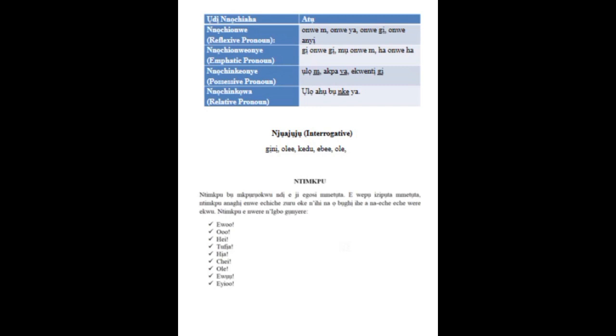Nnọchi nke onye, possessive pronoun. It is used to show possession. You write what the person possesses, then the pronoun. The pronoun comes after what the person has. Ụlọ m, akpa ya, ekwentị ya. Nnọchi nkọwa, that is relative pronoun. We have examples. Ụlọ ahụ bụ nke ya. You see nke ya. Nke is the relative pronoun because it is saying that it is his own. Ụlọ ahụ bụ nke ya, nke ya. Whenever you add nke to any pronoun, you have the relative pronoun. Okay, I hope that is well understood. We move ahead to the next one.